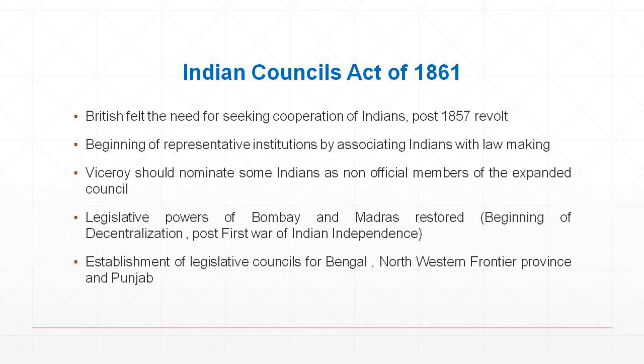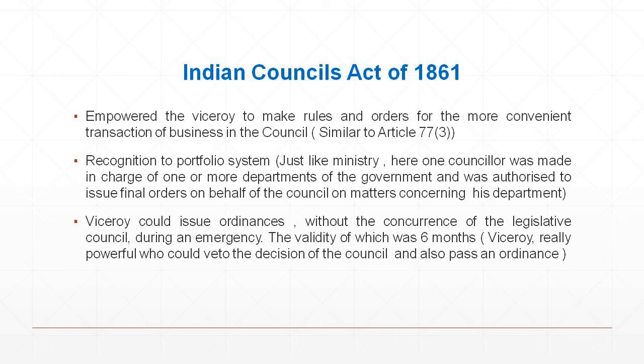So this happened consequent to 1861, which is also consequent to 1857, where the first war of Indian independence took place. The fourth point, it empowered the viceroy to make rules and orders for the more convenient transaction of business in the council. It also gave a recognition to the portfolio system introduced by Lord Canning in 1859. Under this, a member of the Viceroy's Council was made in charge of one or more departments of the government and was authorized to issue final orders on behalf of the Council on the matters of his department.